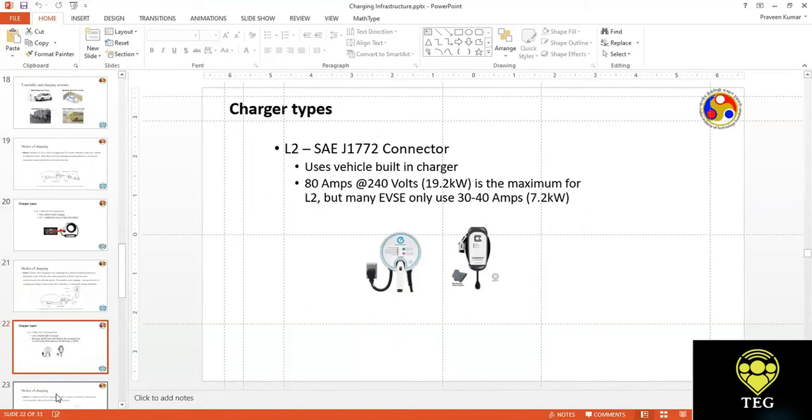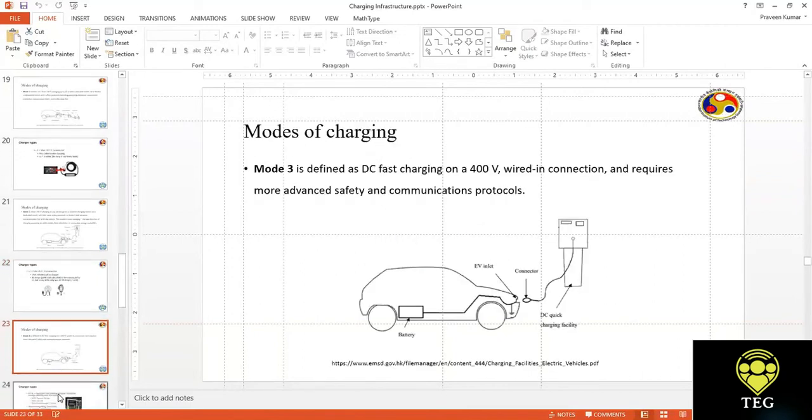And here for mode 2 charger, the connector is almost the same, but the power level that it can handle is around 20 kilowatt, so 19.2 kilowatt to be precise. But around 20 kilowatt is the maximum power, okay, for L2 connectors. Okay, and the current that it can handle is 80 amperes at 240 volt, and it has a more complex control algorithm. So that is actually the mode 2 charger.